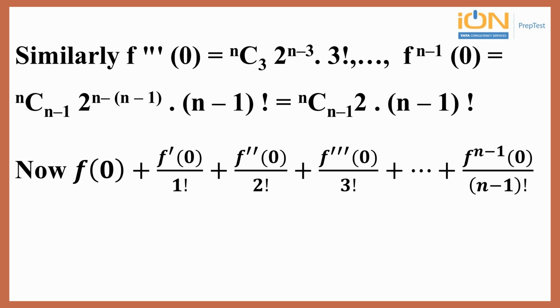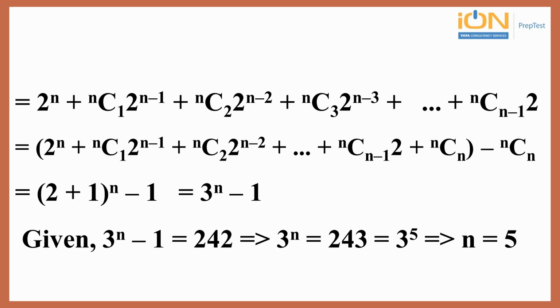As you can see, the suffix in the binomial coefficient is matching with 2 raised to n minus of that suffix. So we can see that the n minus 1th derivative of f at 0 will be nC(n minus 1) into 2 raised to n minus of n minus 1, that makes it 2 power 1 into n minus 1 factorial. So substituting these values in the expansion that's required, that is f of 0 plus f dash of 0 by 1 factorial plus f double dash of 0 by 2 factorial, so on and so forth, n minus 1th derivative of f at 0 by n minus 1 factorial, we find that it is a binomial expansion: 2 power n plus nC1 into 2 power n minus 1 plus nC2 into 2 power n minus 2, so on and so forth, nC(n minus 1) into 2.